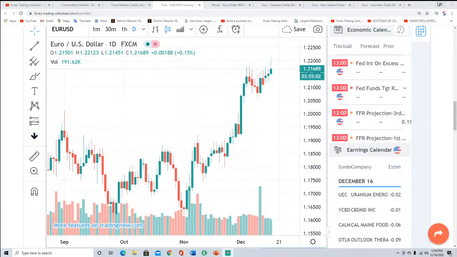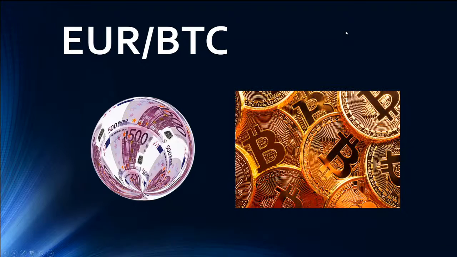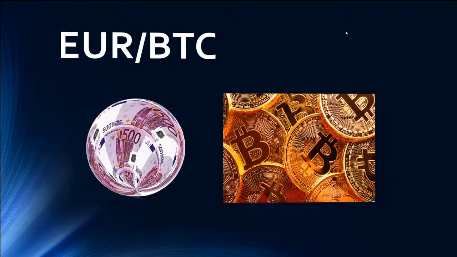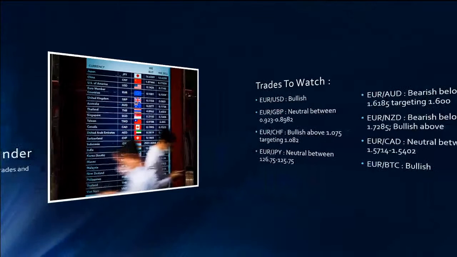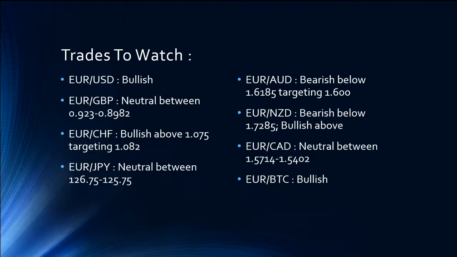So with that, what are we going to go to now? Now we're going to go to our quick reminder. So trades to watch. The euro US dollar, we're bullish. The euro pound, we're neutral between 0.9230 and 0.8982. For the euro Swiss, we're bullish above $1.075, targeting $1.082. For the euro yen, we're neutral between $1.2675 and $1.2575. For the euro Australian dollar, we're bearish below $1.1618, targeting $1.16.